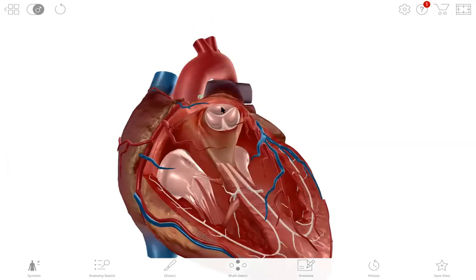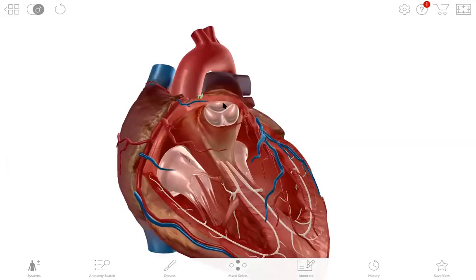Okay, let us look at the pulmonary trunk. The pulmonary trunk, as you see, also has cusps. This is called the pulmonary valve. It consists of three semilunar cusps. Okay?